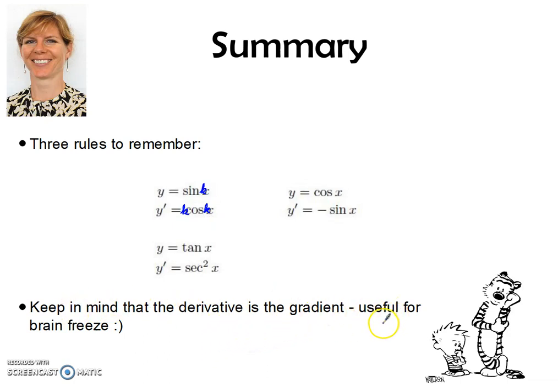I find this really useful if you do have a brain freeze. You suddenly think, oh my goodness, is it positive or negative? Cos, when you're doing sine, you can draw a quick sine curve and think, okay, well the gradient there is 1, the gradient here is 0, the gradient here is negative 1, the gradient here is 0, right, that's cos. Okay, so you can plot that and make sure that you can think your way out of any kind of brain freeze that you get in an exam.